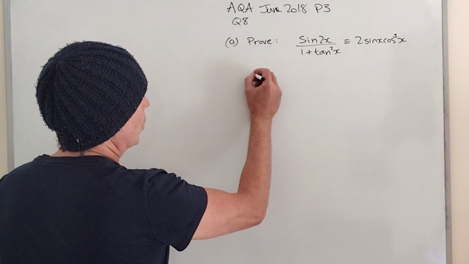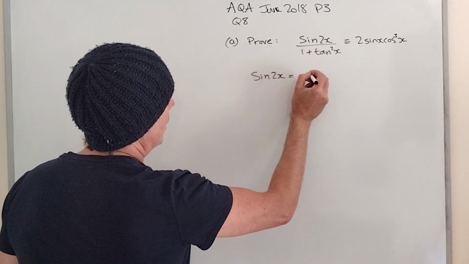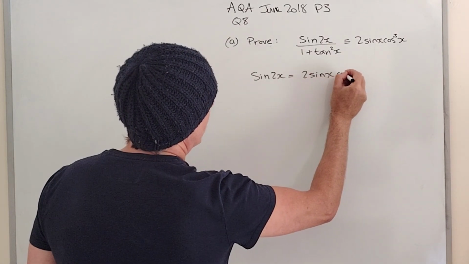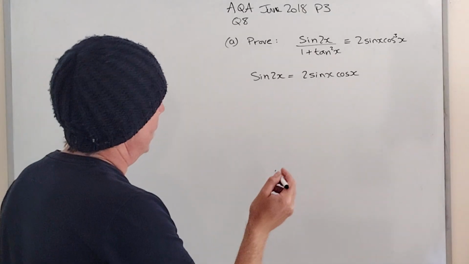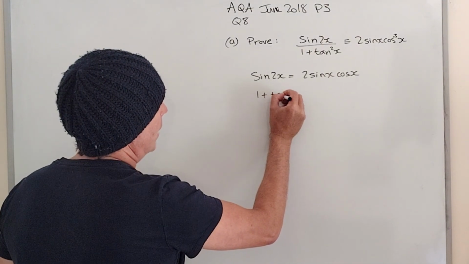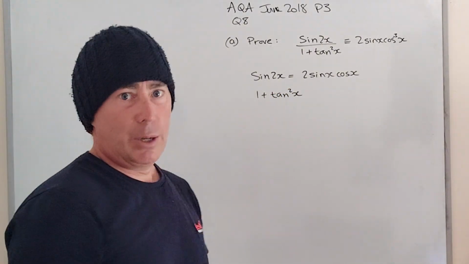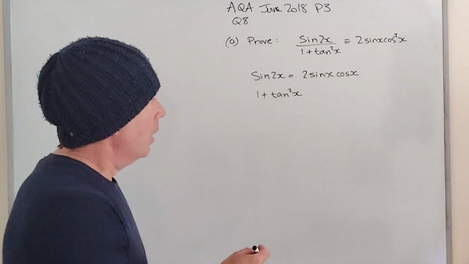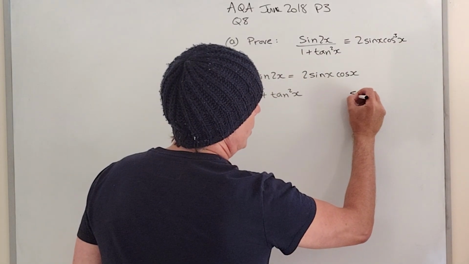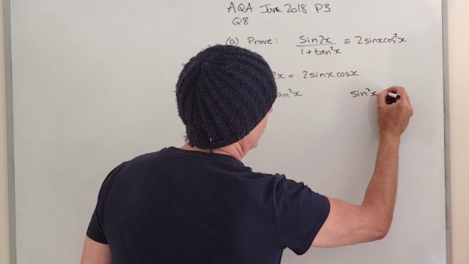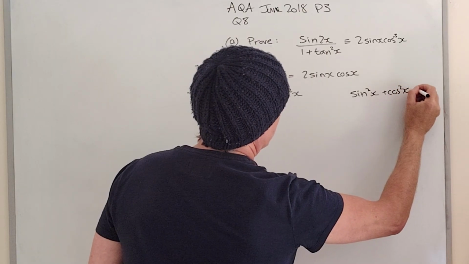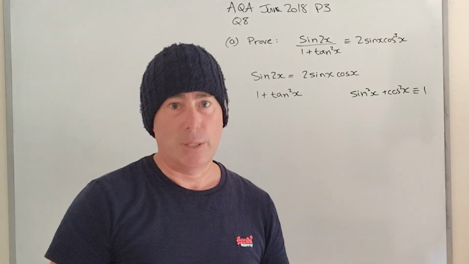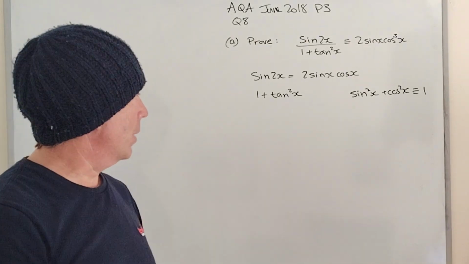So first of all, I'm going to deal with the top. I know that sine 2x is equal to 2 sine x cos x. Okay, and then I'm going to look at the bottom and figure out what 1 plus tan squared x is. Now, I know I could write immediately a replacement for 1 plus tan squared x, but what I tend to do is start off with my standard identity, sine squared x plus cos squared x is equivalent to 1, because I can never guarantee or be 100% certain that I'm choosing the correct replacement, the correct identity.